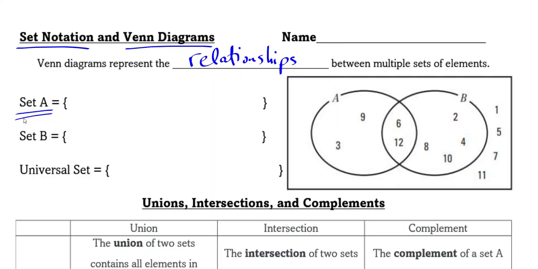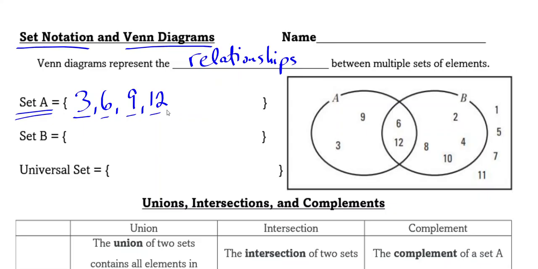So, when we're listing out elements in set A, we're going to include anything in this circle. That includes stuff that's in the intersection. We're including some things that are in B, but it's anything that is in the A circle. So that's 3, 6, 9, and 12. Typically, you write those in order from smallest to biggest. If you happen to not do that for me, I don't care. As long as you pick out all the right elements, the order shouldn't really matter, but typically you will see it smallest to biggest.